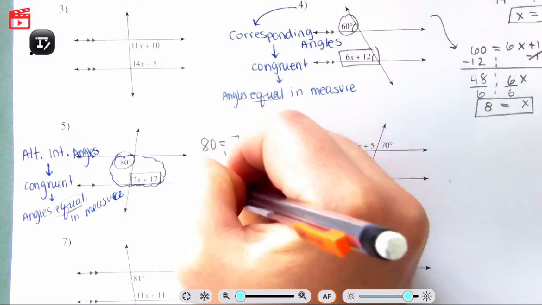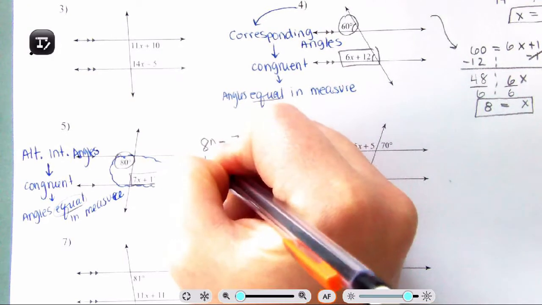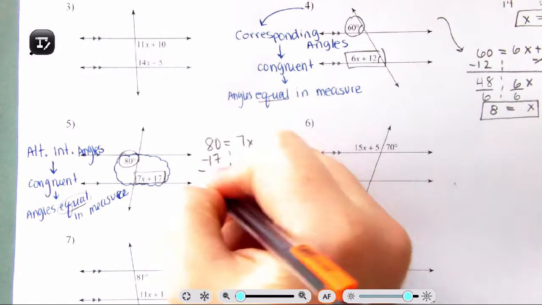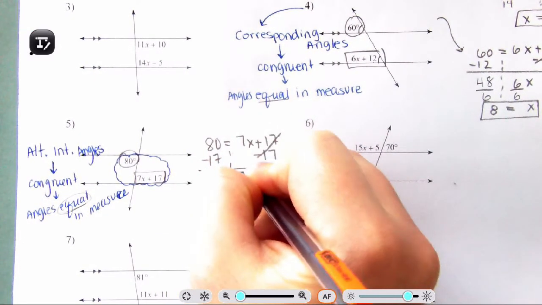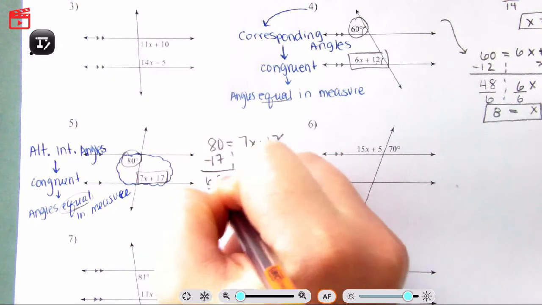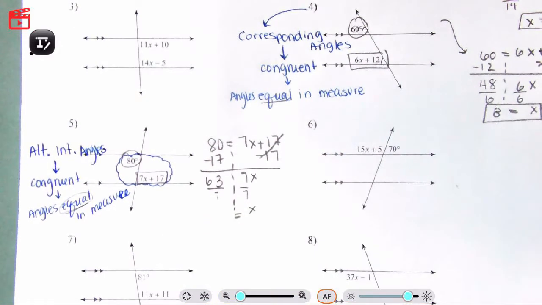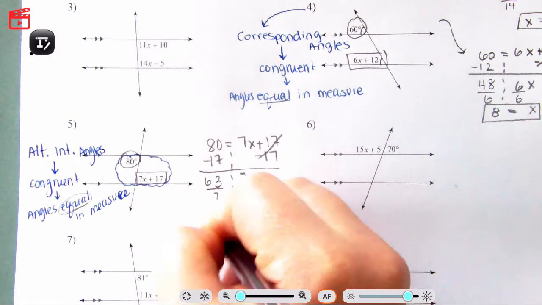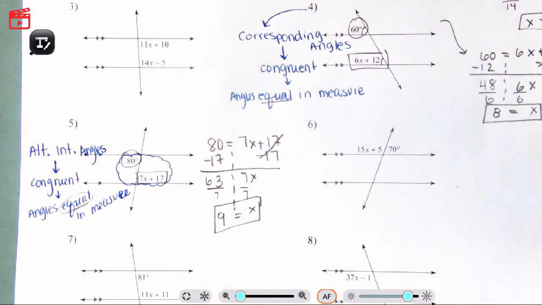Subtract 17 both sides. Make sure you're doing your dotted line. 80 minus 17 is equal to 63. Bring down the 7x, divide by 7 both sides. 63 divided by 7 is 9. Our objective is to get x by itself. X is by itself, and you are done.